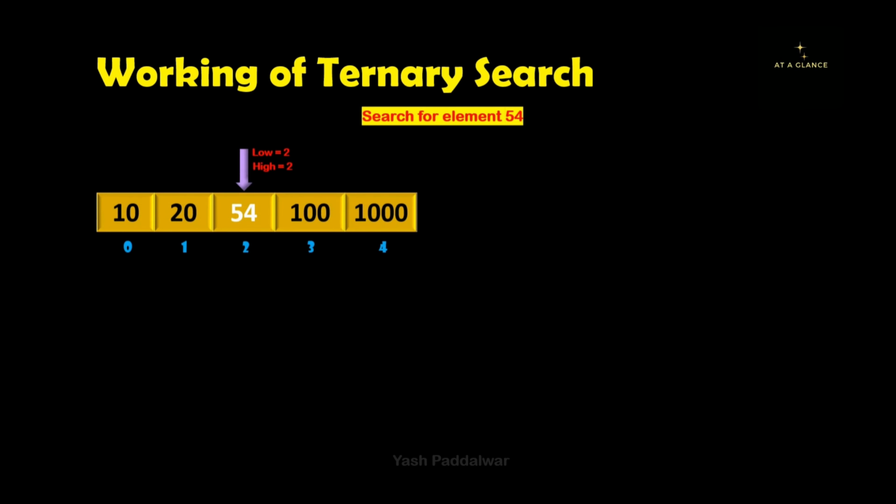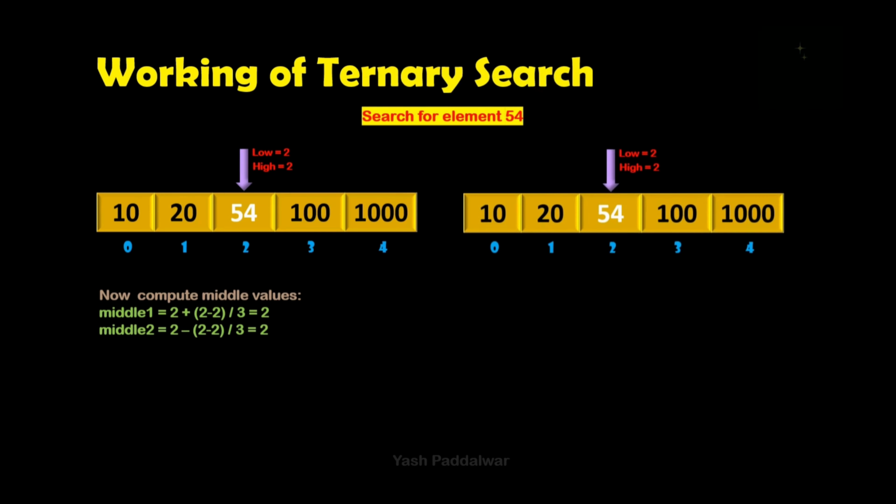Middle 1 plus 1 means 1 plus 1, which is 2, and middle 2 minus 1 means 3 minus 1, which is nothing but 2. Therefore, our low and high are both at position 2. Now again compute both the middles with the new low and high values. So middle 1 will be 2 plus (2 minus 2) divided by 3, which is nothing but 2, and middle 2 will be 2 minus (2 minus 2) divided by 3, which is nothing but 2. Therefore, we have both the middles at index 2.